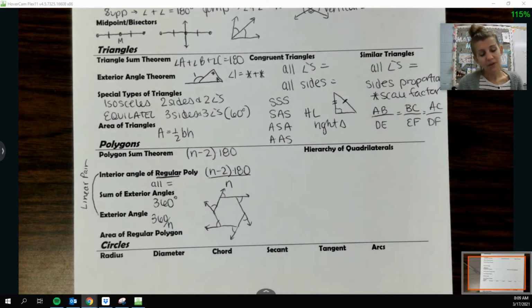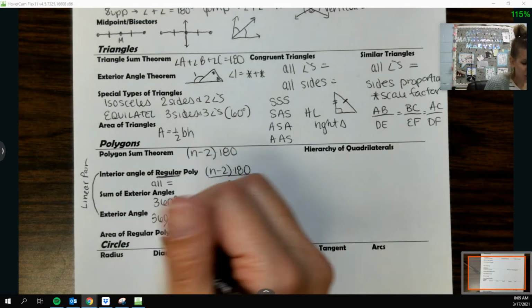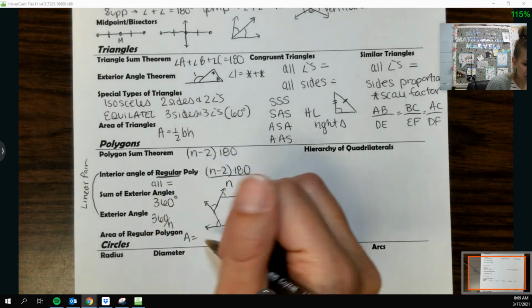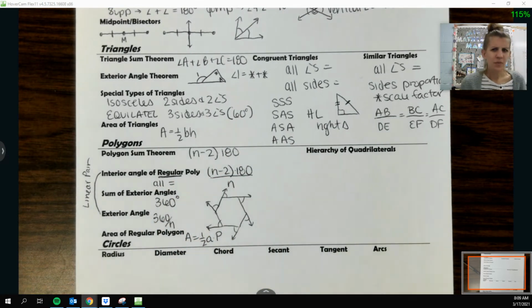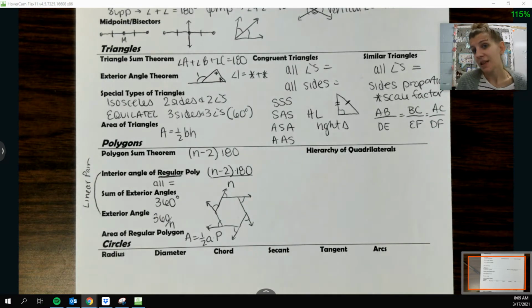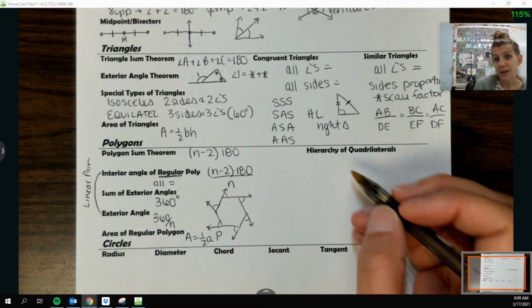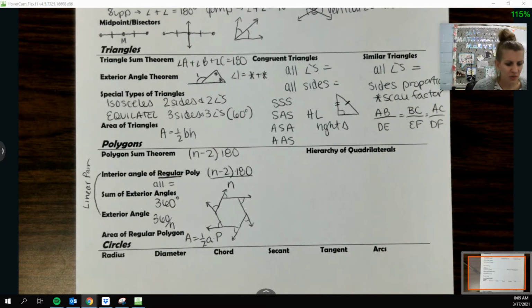And then lastly, if I want to find the area of any regular polygon, so all the stuff's the same, we can do half apothem times perimeter. And then I believe that they give you most of the area formulas of shapes that you would need, like a parallelogram and a rectangle and a square would be in there. And then we talk specifically about just quadrilaterals for a while.